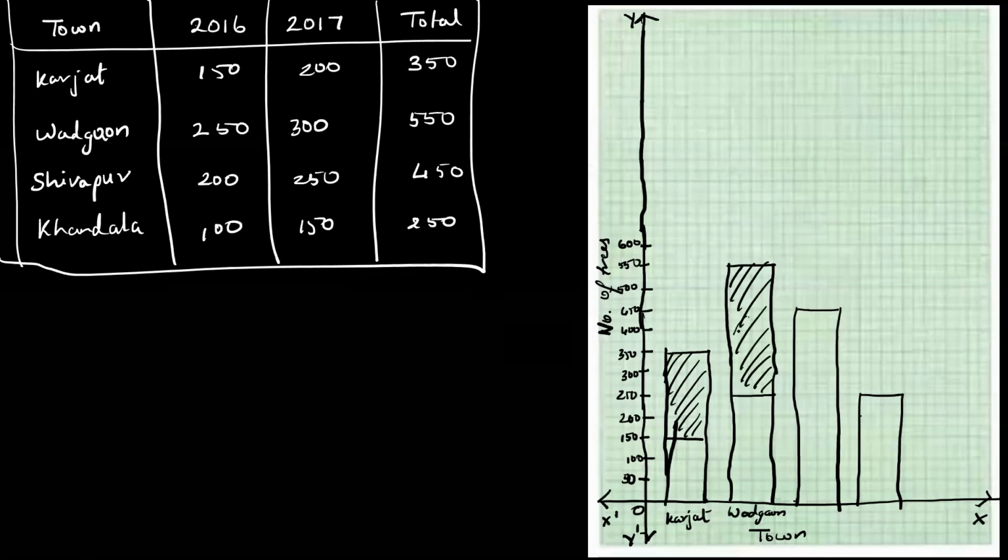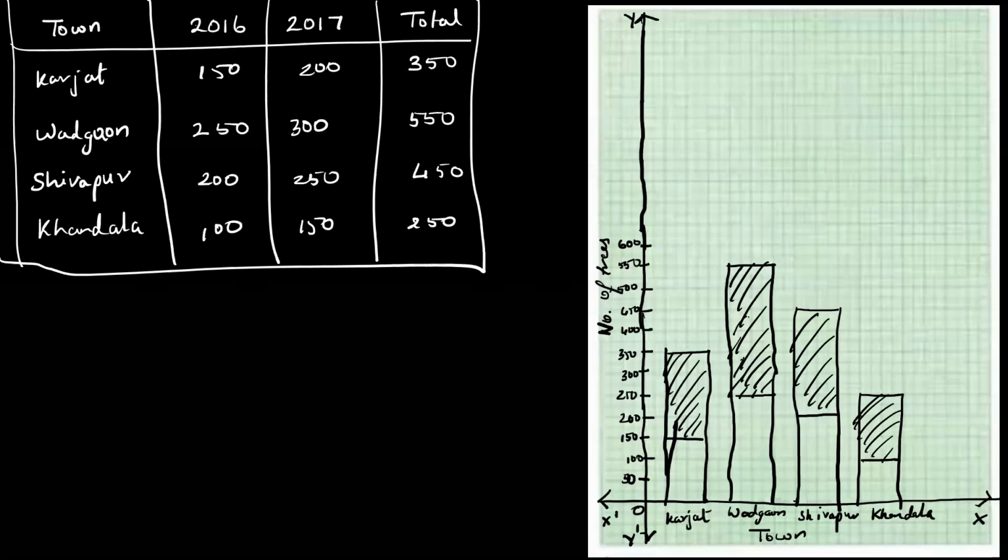I want you all to try and do the shading with a scale so that it looks very neat. Next, I want to show 200. So 200 is here. Let's shade this. And final is 100 and 150. So 100 I'll show here. Yes, I'll write the villages here. Shivapur and Khandala.